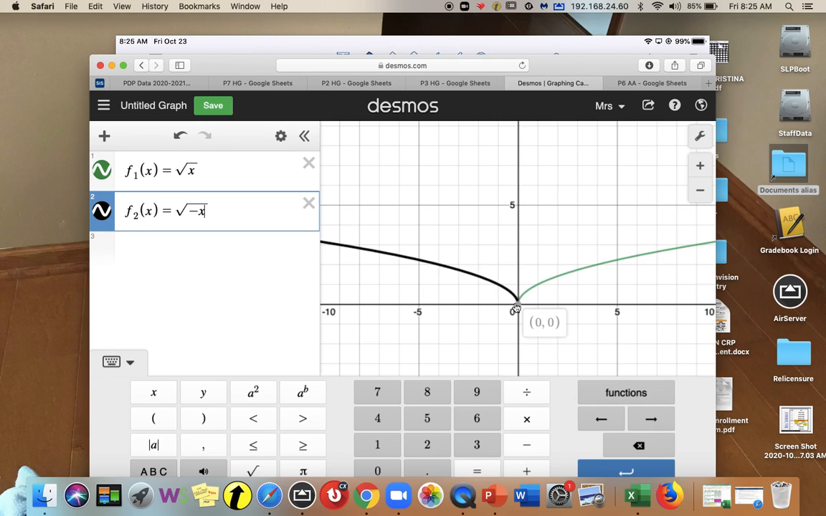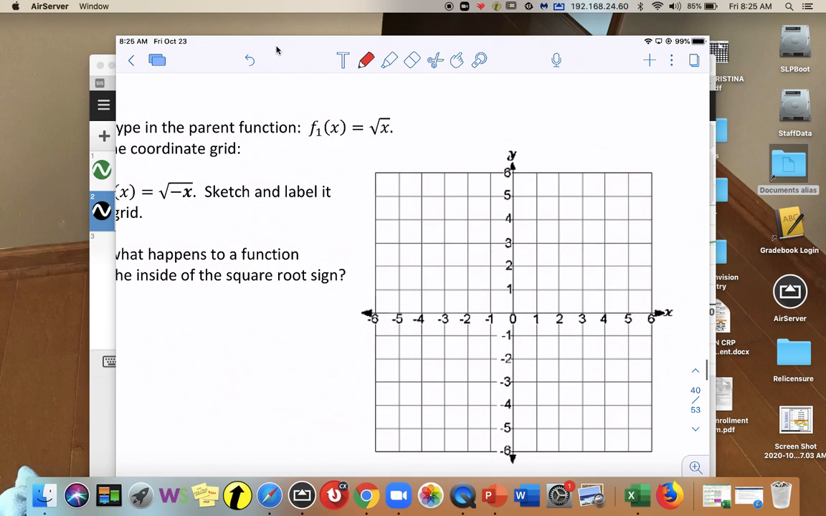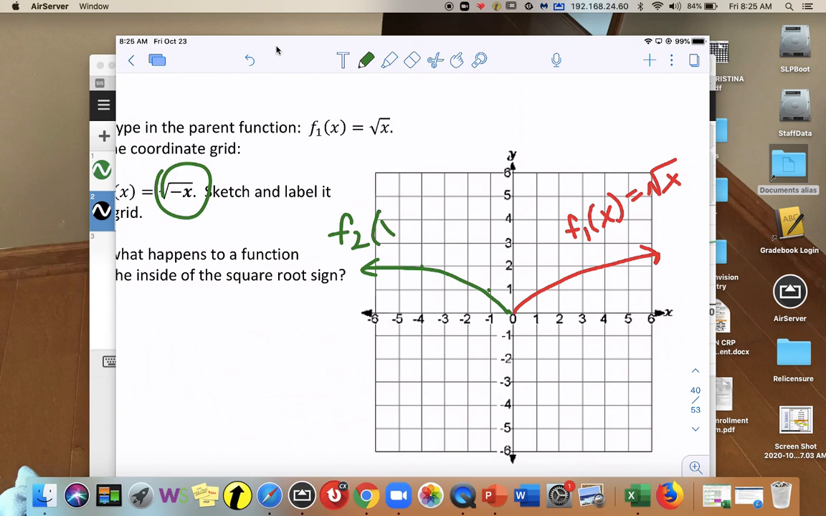Okay, ooh, look what happens. It's a reflection, but this time it's over the y-axis. So let's draw that. I'll draw my original function in red. Here is our parent function. But what happens if there's a negative on the inside? Let me see if I can sketch this one better. It does curve. So this is f2 of x equals the square root of negative x.